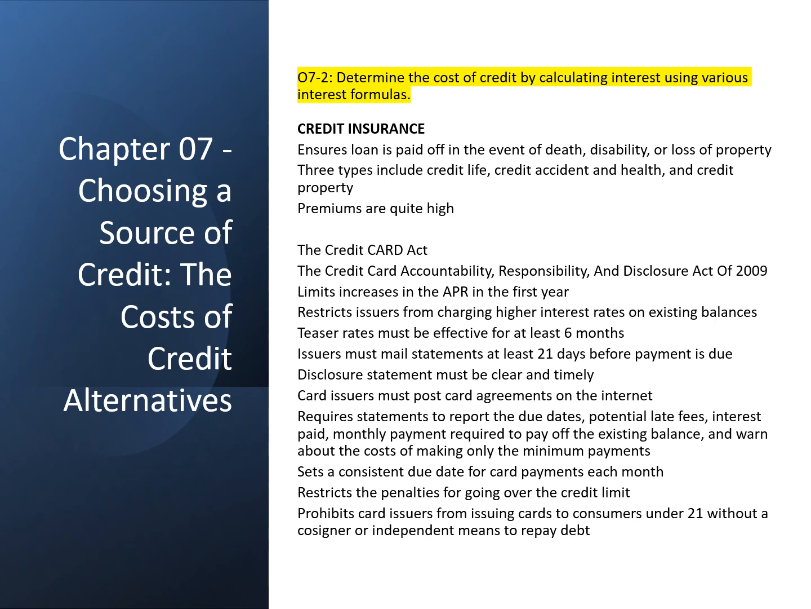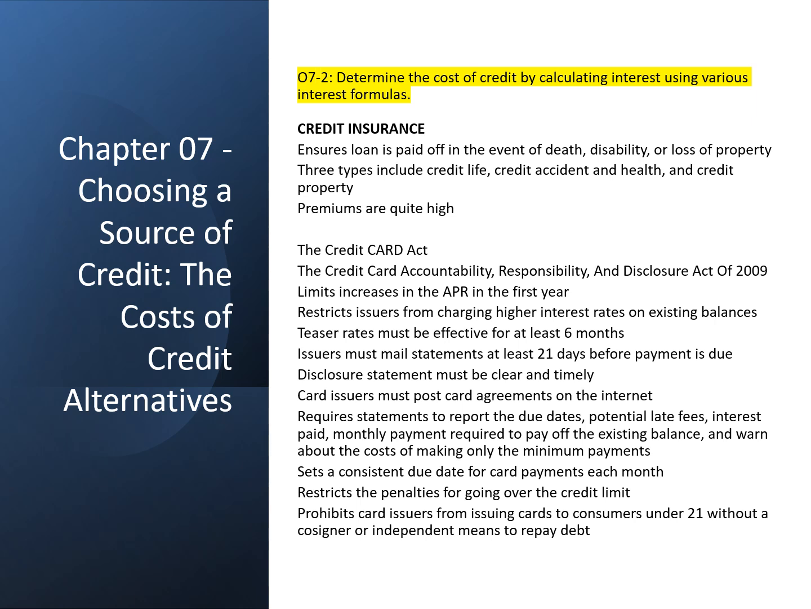Credit insurance is something that honestly you want to avoid, and that ensures that your loan is paid off in the event of death, disability, or loss of property. There are 3 types of credit insurance: credit life, credit accident and health, and credit property. Premiums are very, very high, and it's typically just not worthwhile.